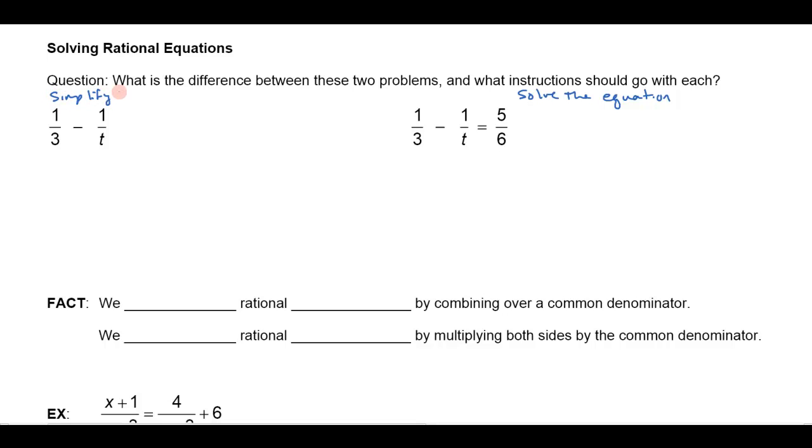And in this one here, when I go to simplify this expression, all I can do to simplify it is to get a common denominator and combine them together. So here I might multiply this fraction by t over t, this fraction by 3 over 3 to get a common denominator. And that would just give me t minus 3 over the common denominator 3t. And that's all I could do on that problem.